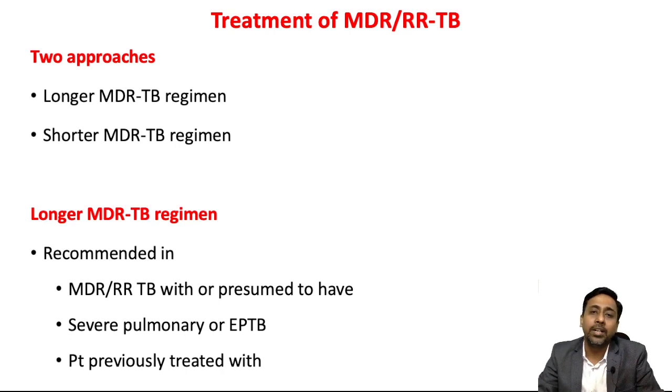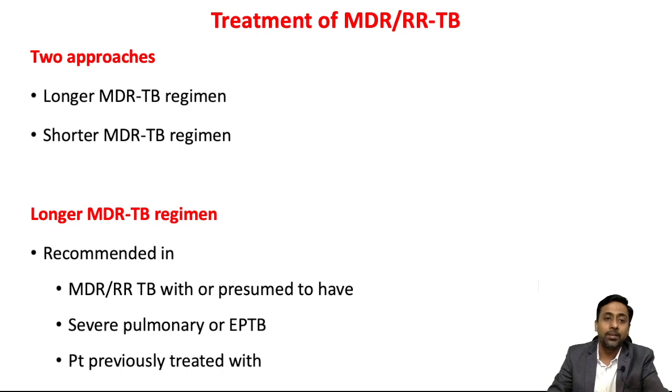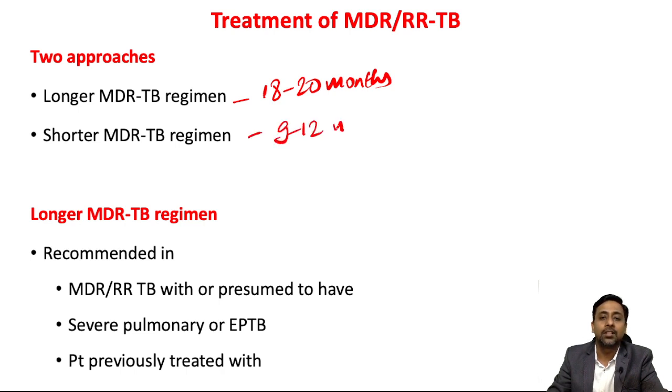So for the treatment of this MDR or RR-TB, there are two approaches given by WHO. The first one is the longer MDR-TB regimen, and the second is the shorter MDR-TB regimen. First, the longer MDR-TB regimen. Why is it called longer? Because of the longer duration of treatment. That is, the treatment duration is around 18 to 20 months, whereas the treatment duration in case of the shorter MDR-TB regimen is around 9 to 12 months. So it is almost double in case of the longer MDR-TB regimen.